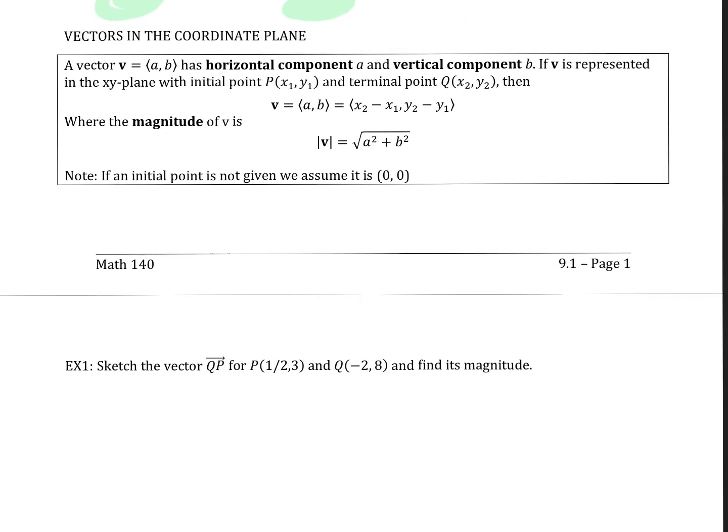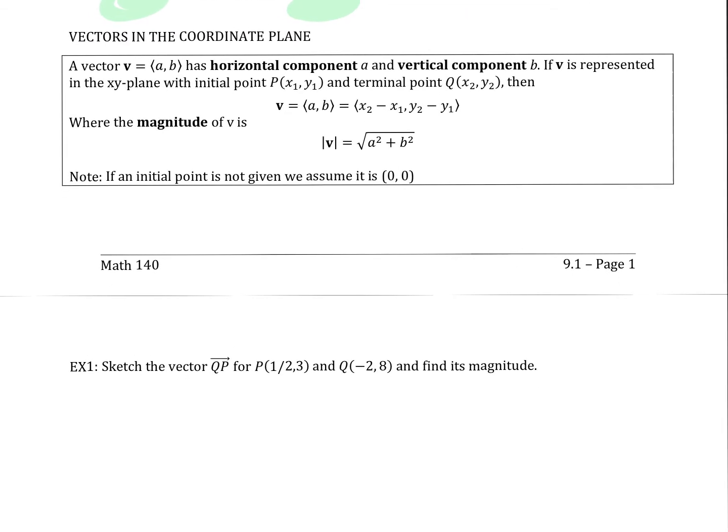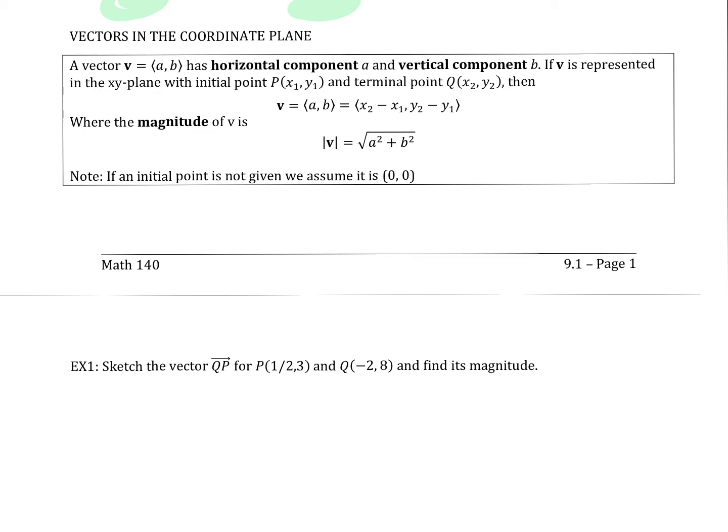Alright, so vectors in the coordinate plane. Once again, the coordinate plane is the xy plane. So if we have a vector v, it'll be equal to ⟨a, b⟩. And please note here, it's a little different than regular coordinates. Why? Because we have, instead of parentheses, we have these little angular parentheses. So vector v has a horizontal component, which we call a, and a vertical component, which we'll call b.